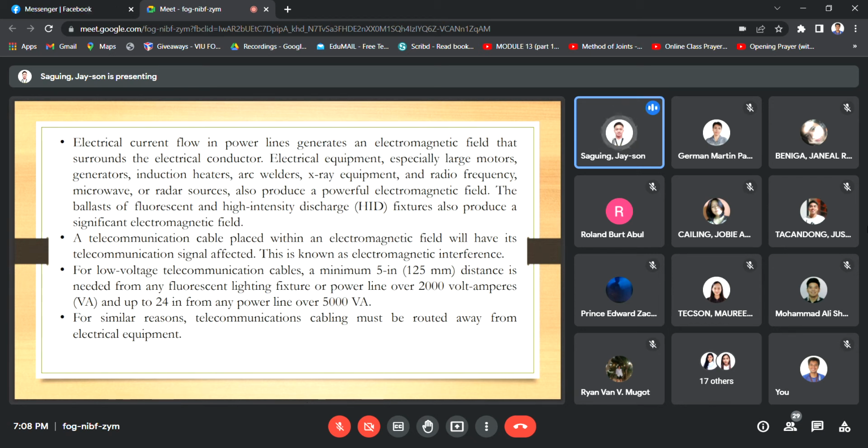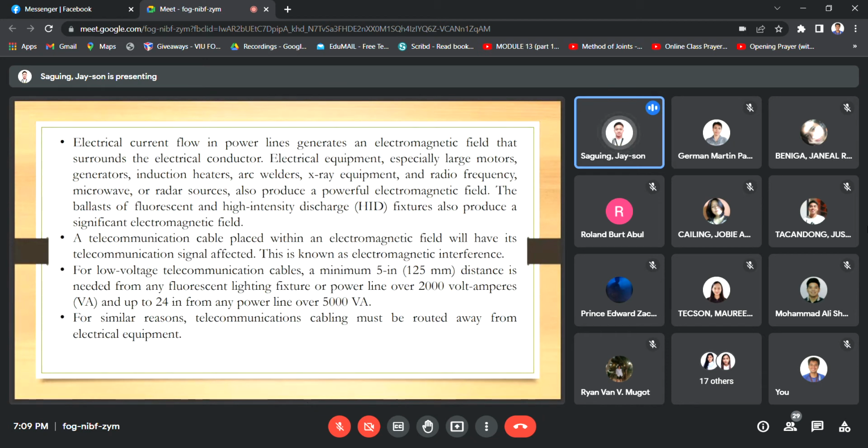A telecommunication cable placed within an electromagnetic field will have its telecommunication signal affected. This is known as electromagnetic interference. Because of the potential for electromagnetic interference, voice and data telecommunications cabling should not be run adjacent and parallel to power or electrical cabling unless the cables are shielded and grounded.